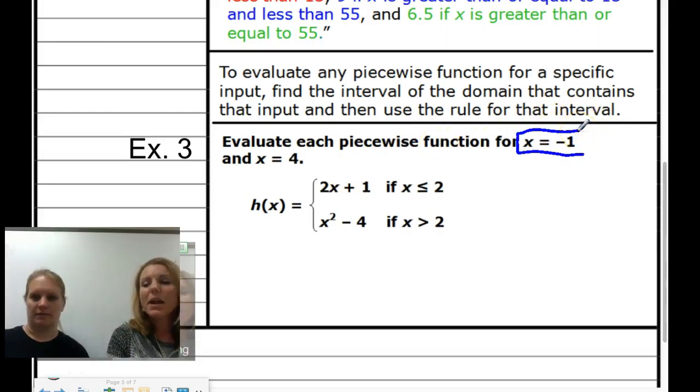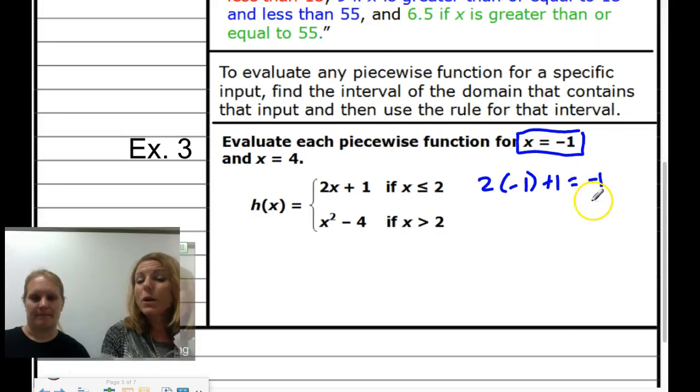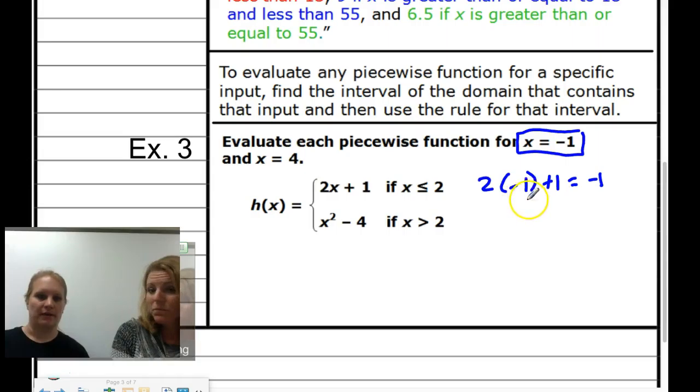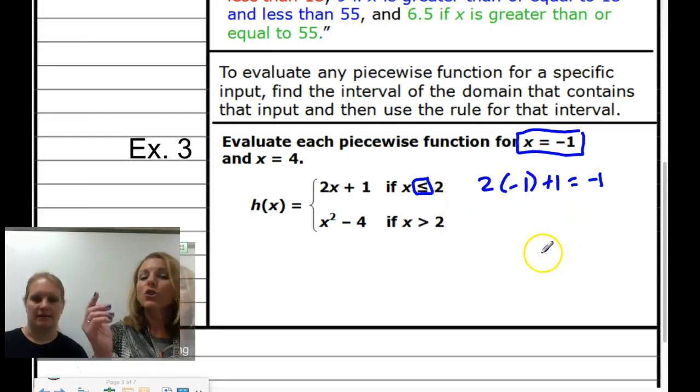So first do this. So now we have 2 functions. Remember, a piecewise function, you break it up into pieces. So which one are we going to use? The 2x plus 1 or the x squared minus 4? We have to decide that first. Well, I put it in the first one. Does it matter? It sure does. Because of this, x has to be less than or equal to 2. Is -1 less than or equal to 2? It is. Yes. There we go. So you plug the -1 only into the 2x plus 1.